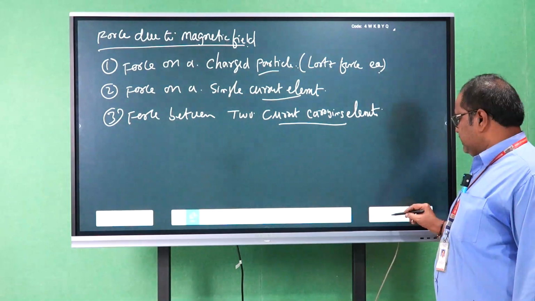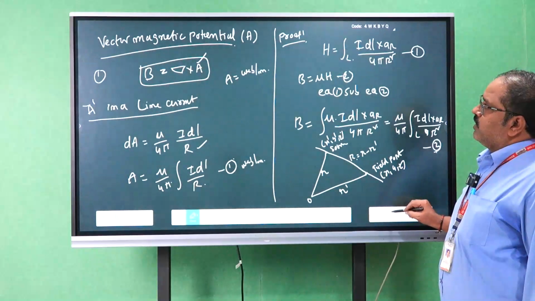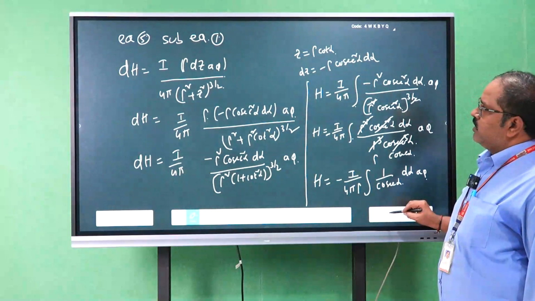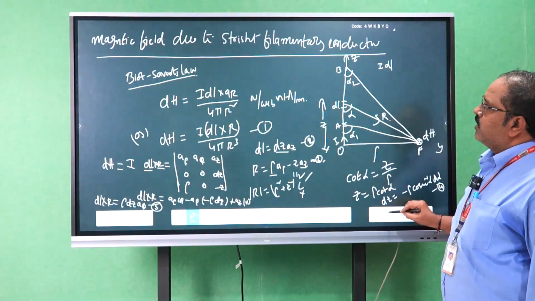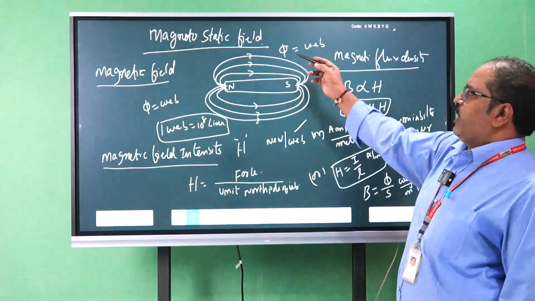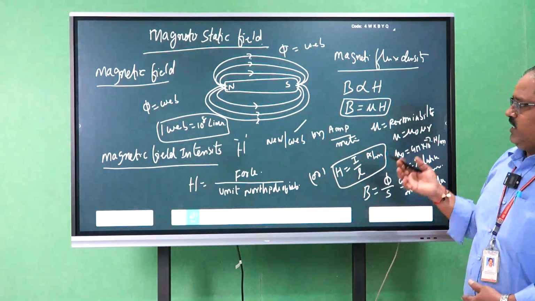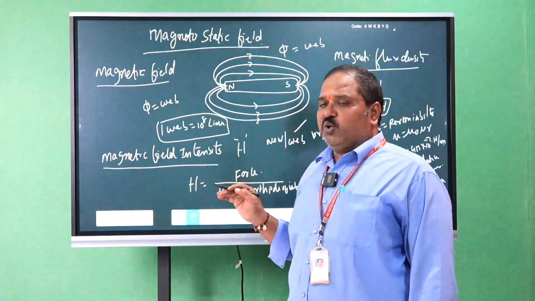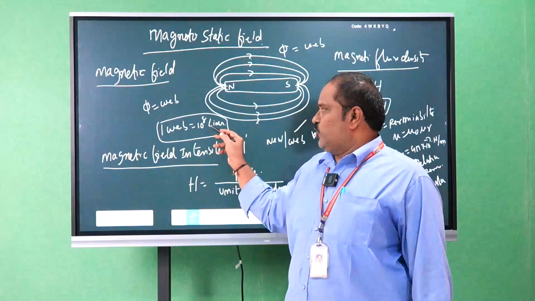First of all, today's class is on magnetostatic field. What is magnetic field? What is magnetic field intensity? What is magnetic flux density? And what is important in everyone in electromagnetic field theory? Everyone is very important, including the units. The phi, the flux, electric flux, magnetic flux unit is Weber, 1 Weber equals 10 to the power of 8 lines.